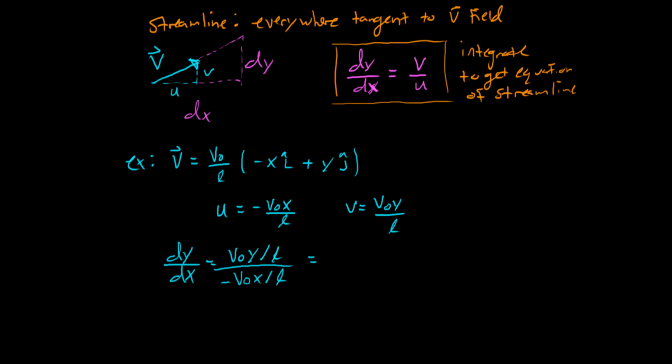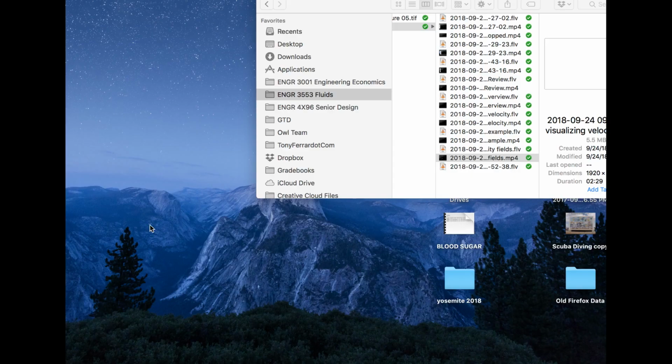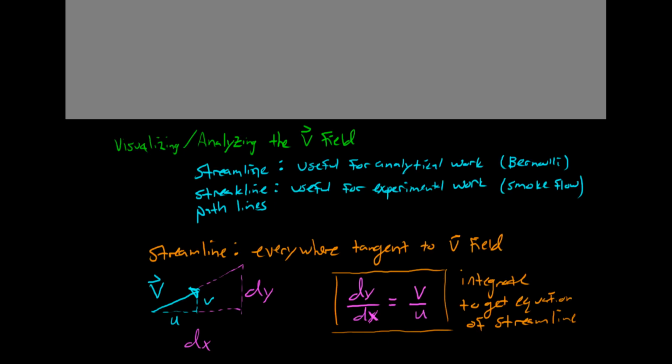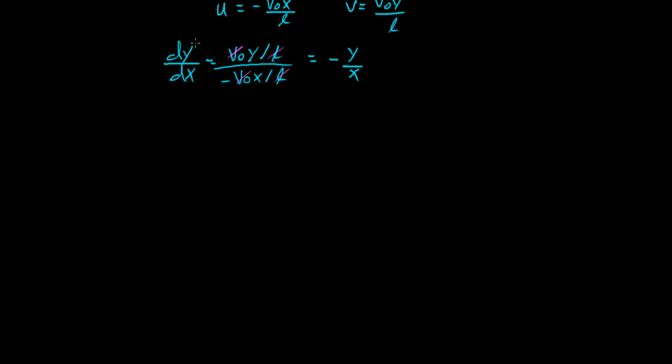And you'll see that some things cancel out here, right? The v0s are on top and bottom, they cancel out. The L's are on top and bottom, so those cancel out. And all we're left with is minus y divided by x. And so the equation of our streamline is actually governed by this differential equation, dy by dx is equal to minus y over x. And so we can separate and integrate to solve this pretty quickly.